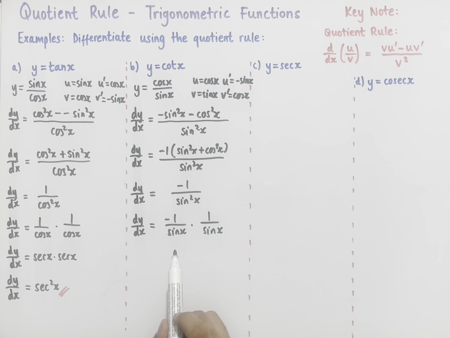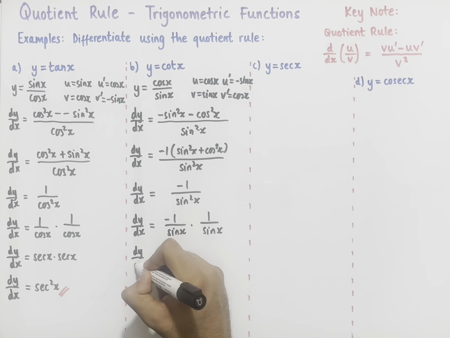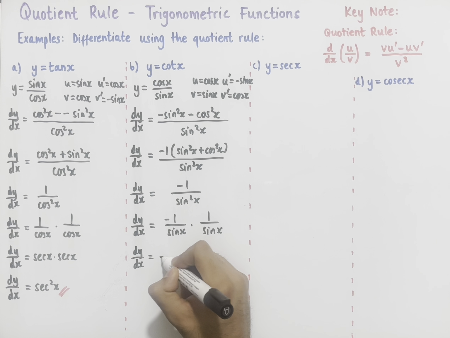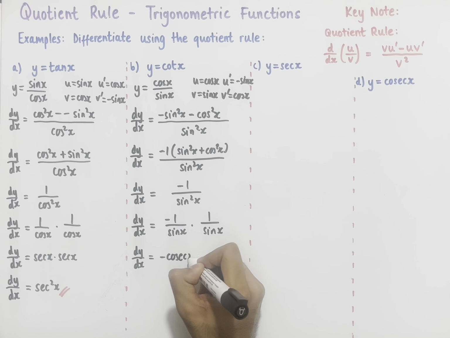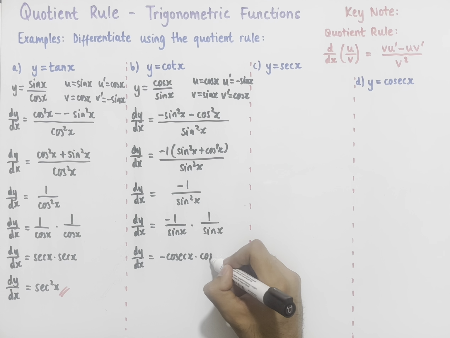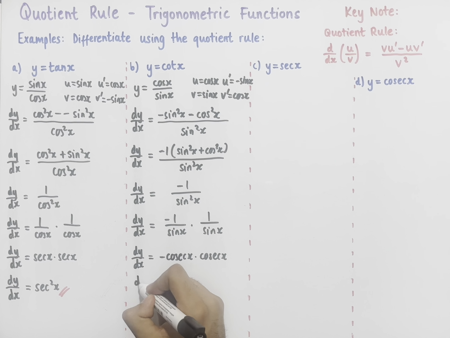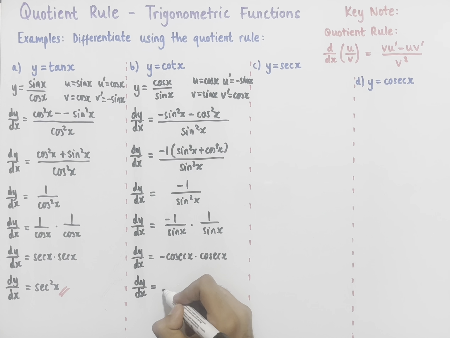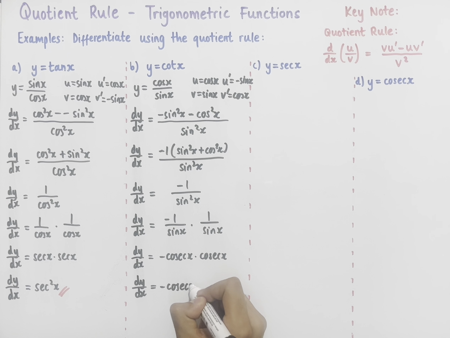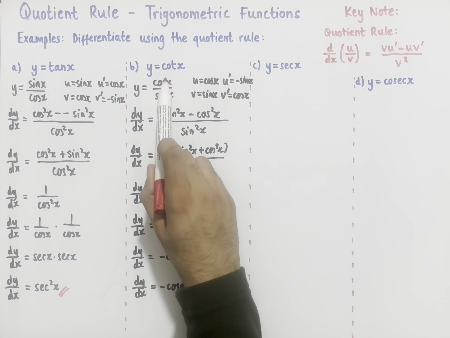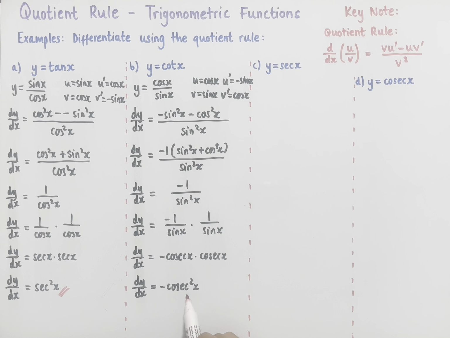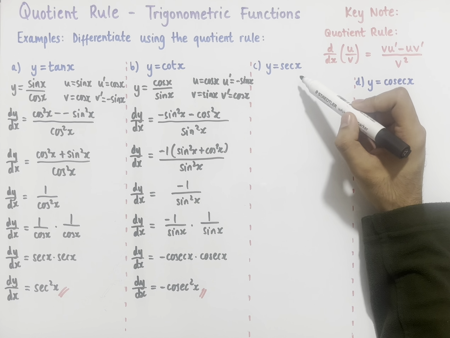Now 1 over sine x can be written as cosec x, so we end up with dy over dx equaling minus cosec x multiplied by cosec x, and so this simplifies to dy over dx equals minus cosec squared x. And so differentiating cot x, we end up with minus cosec squared x using the quotient rule. Next example says y equals sec x.